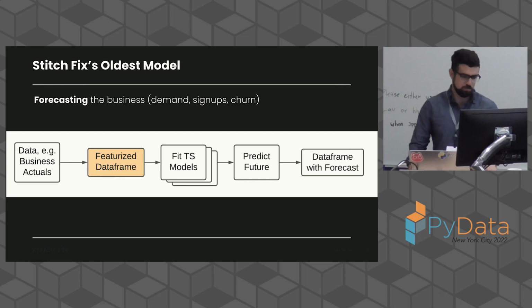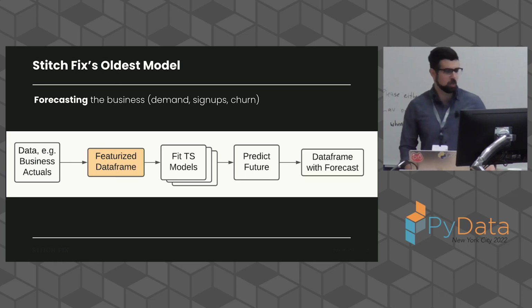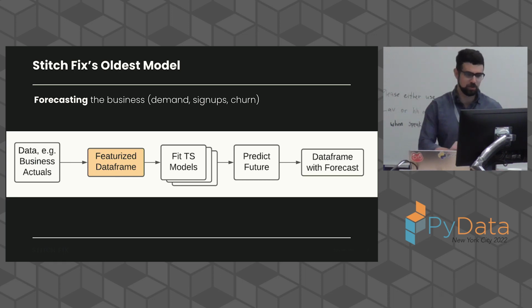So if you want to decide what to do in a year, make plans for staffing, make plans for what to build, you're going to want to forecast how the business is doing. This is understanding where demand might be, where signups might be, where churn might be, and what sort of capacity you need to fill. And this is a fairly standard sort of time series machine learning problem.